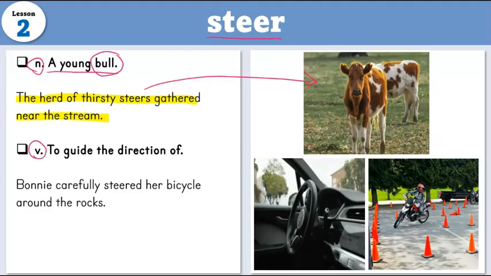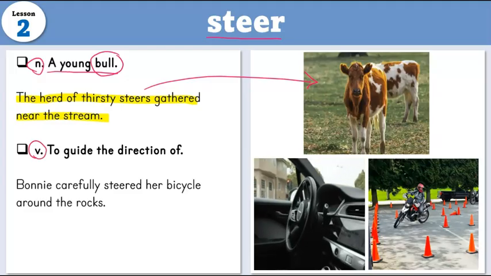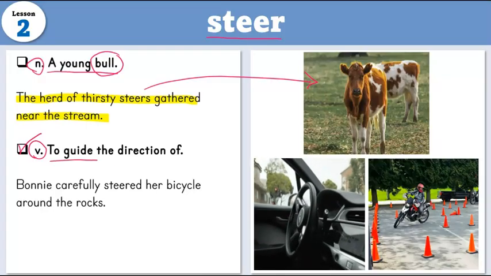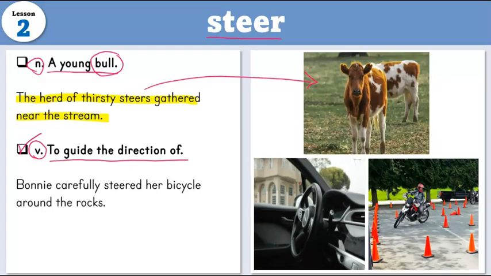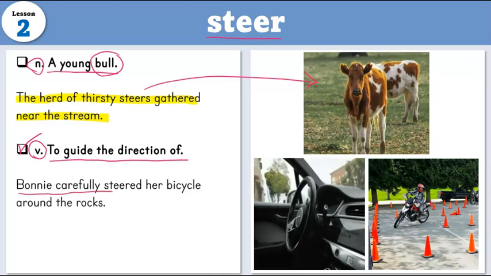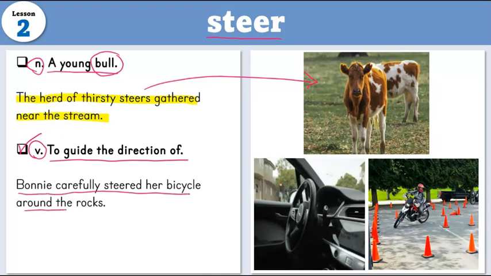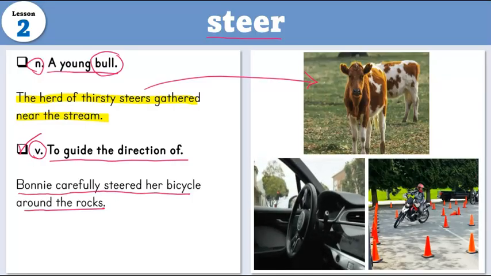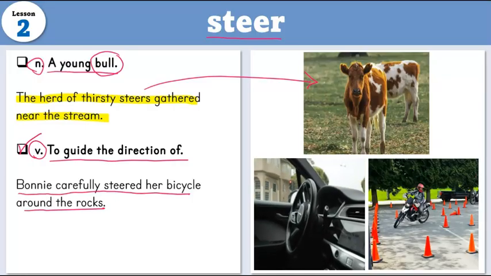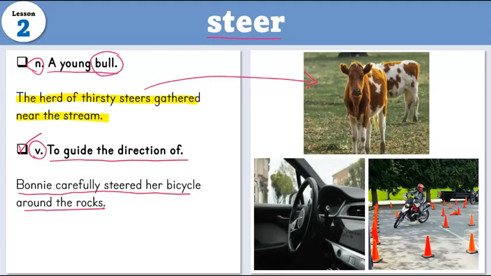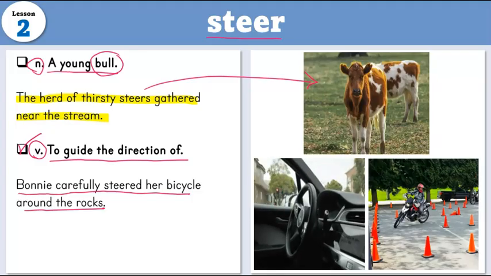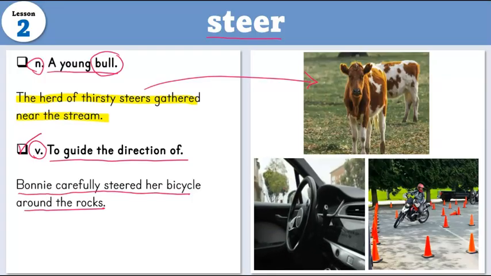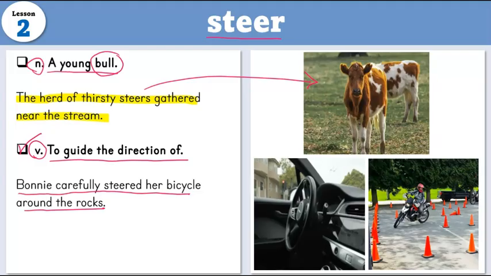And we can also use steer as a verb. This is the most common way of using it. And it means to guide the direction of. For example, Bonnie carefully steered her bicycle around the rocks. So when you are moving something to go in the direction that you want it to go, that is steering. And we can steer any kind of vehicle such as a car, a motorcycle, a bicycle, even a boat.